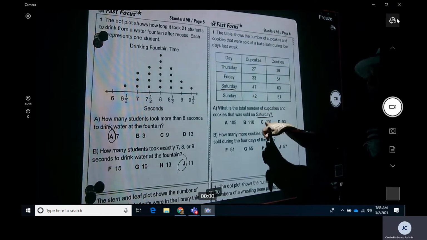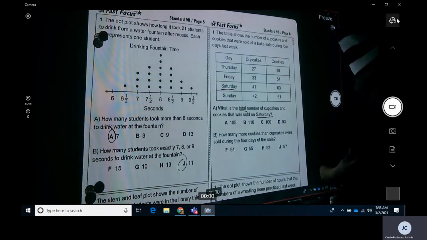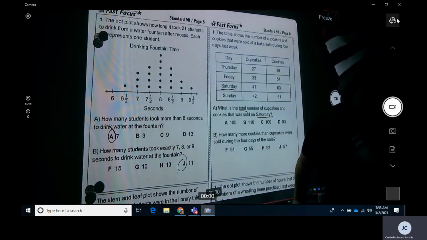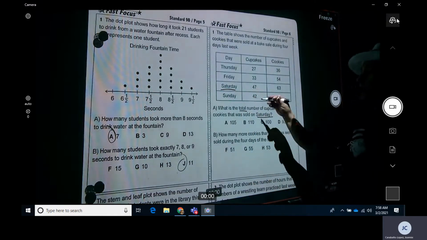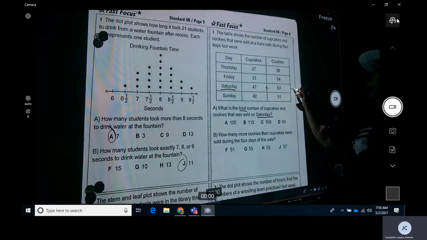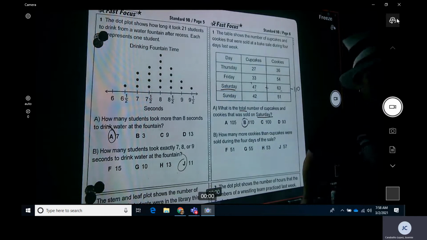So una estrategia es que voy a buscar la palabra clave, me está pidiendo que el total, ¿qué orden de operación yo hago cuando tengo que hacer total? Sumar, excelente. So, ¿qué voy a sumar? 47 más 63, ¿verdad? Sumo 7 más 3 es 10, agrego 1, 4 más 6 es 10 más 1, 11. El total es B, 110.